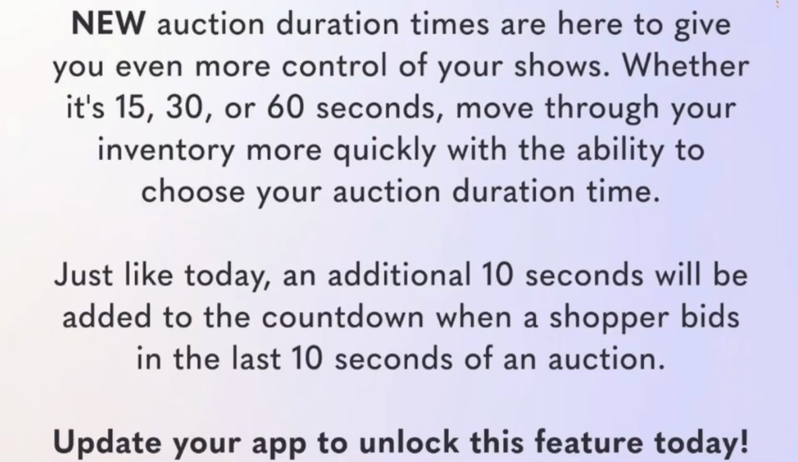Okay, so the first feature we're going to talk about is actually a brand new feature that they just released to the app recently. This is for Posh Shows. So if you do Posh Shows, this is for you. This feature is basically a way to auction your item at a different time frame than was originally allotted. There used to be different time slots such as 30 seconds, 60 seconds, and maybe even 45 seconds.